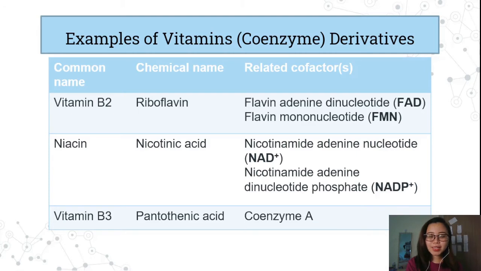So let's have a look at this row by row. We start with vitamin B2. The chemical name for vitamin B2 is riboflavin. Riboflavin is a precursor to these cofactors.